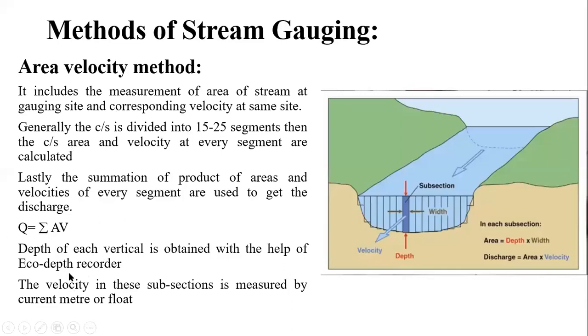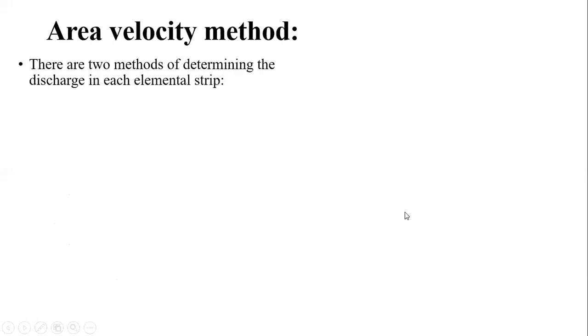Now we'll discuss how to measure the velocity of the flow in a particular section. Generally two methods are used for measurement of discharge by the area velocity method: the mid section method and the mean section method. Discharge passing through a particular elemental strip or vertical is calculated by either the mid section method or the mean section method. First we will discuss the mid section method.